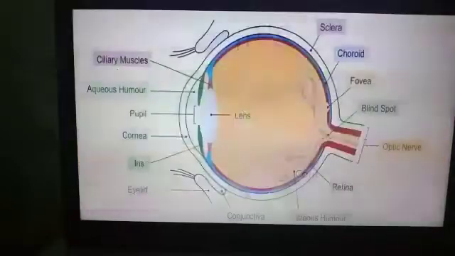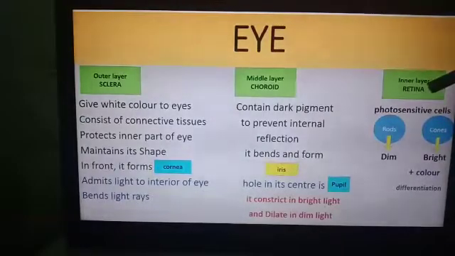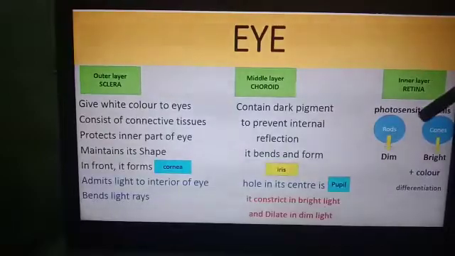Then inner layer of the eye. The innermost layer of the eye is called retina. Retina contains the photosensitive cells, and we can say that the receptor for the light is retina. And these photosensitive cells are rods and cones.